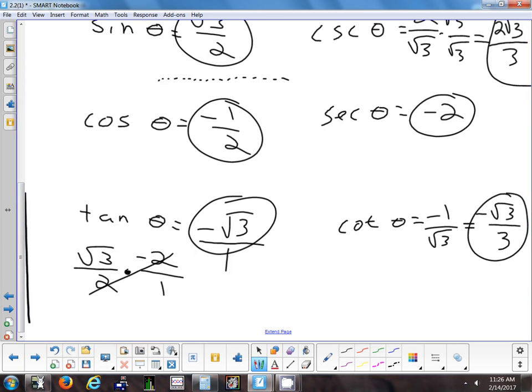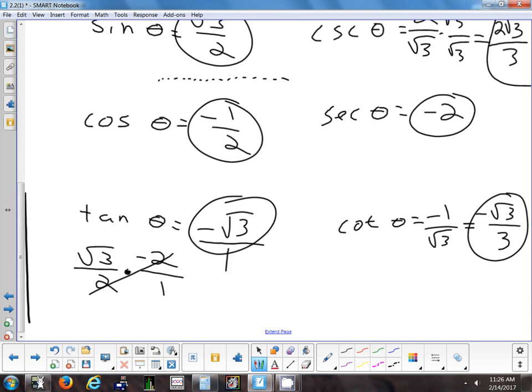Did you get cotangent? Cotangent, we just take the tangent and flip it. And again, it doesn't matter where you put the negative. I always keep negatives in the top of a fraction. Doesn't matter.